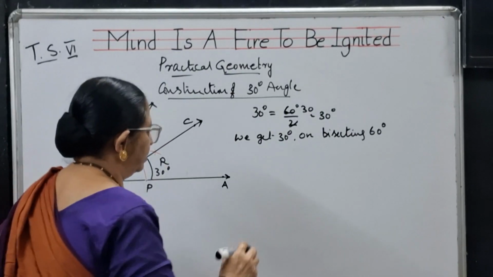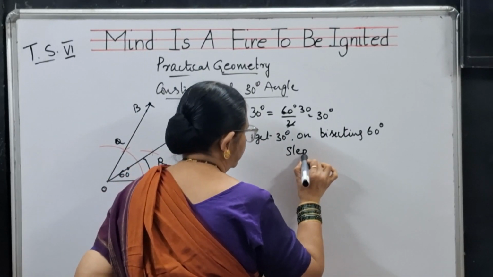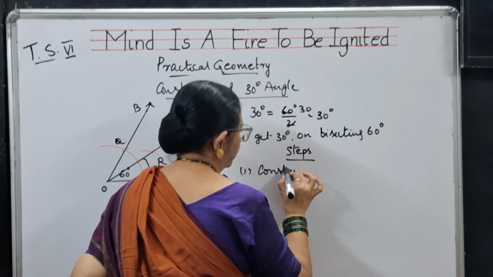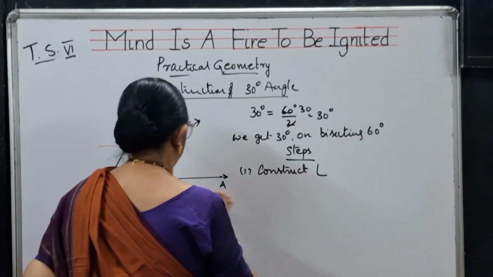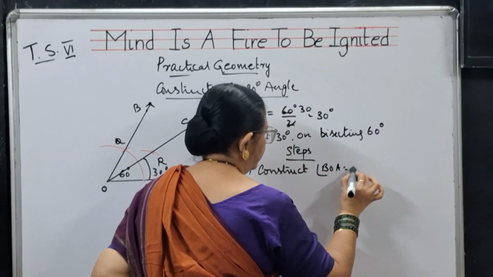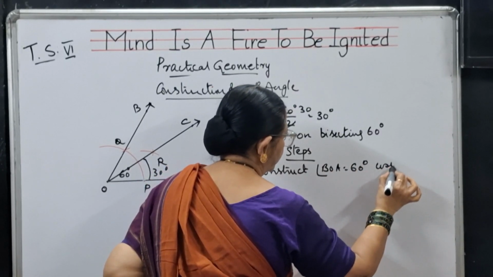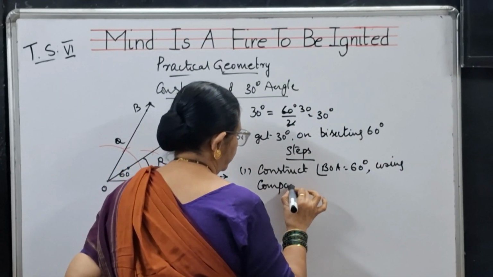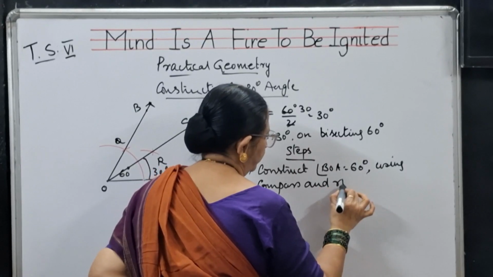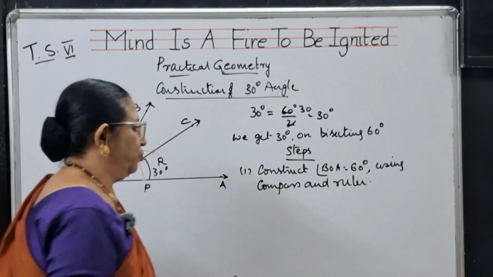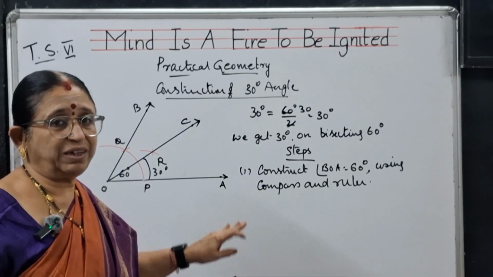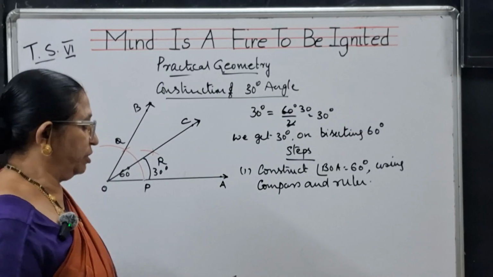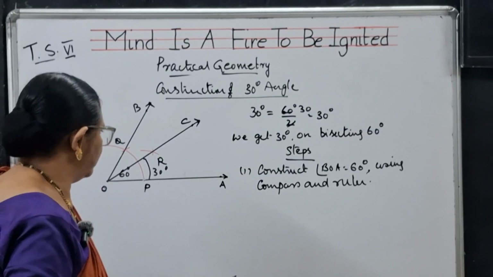So, what are the steps that you will write for it? First point, construct angle BOA is equal to 60 degrees using compass and ruler. Now here we need not write how this 60 degrees has to be constructed because already we have done an explanation about it. So just directly if you write it, that's enough.